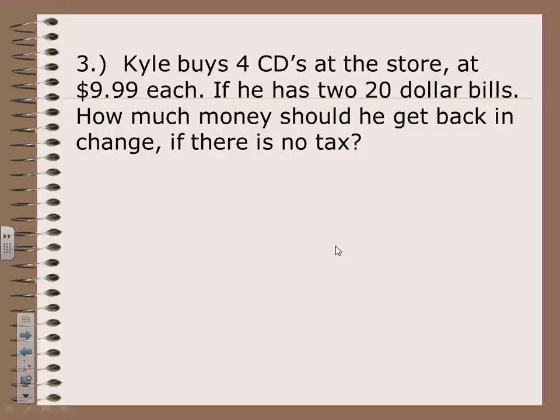Okay, now that we're back, I'm going to give this one a shot on here. So he has 4 CDs that are $9.99. He also has 2 $20 bills. So the total amount of money he has is 40 bucks, right? That kind of would be a pretty important item. So he bought 4 CDs at $9.99.